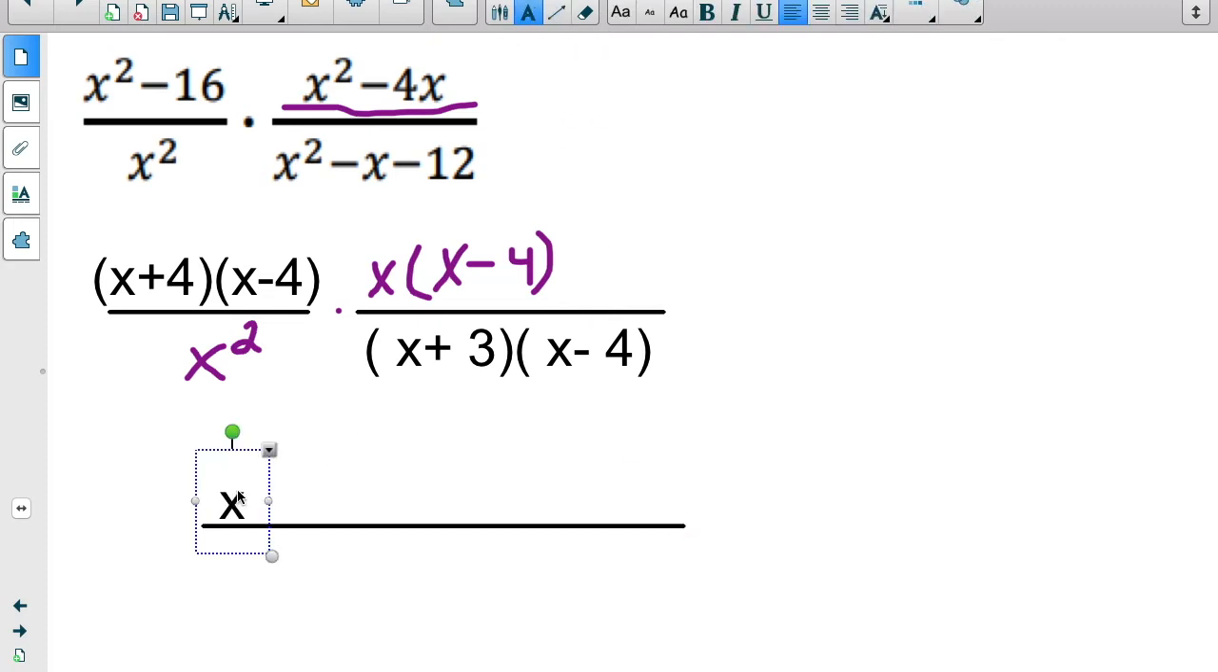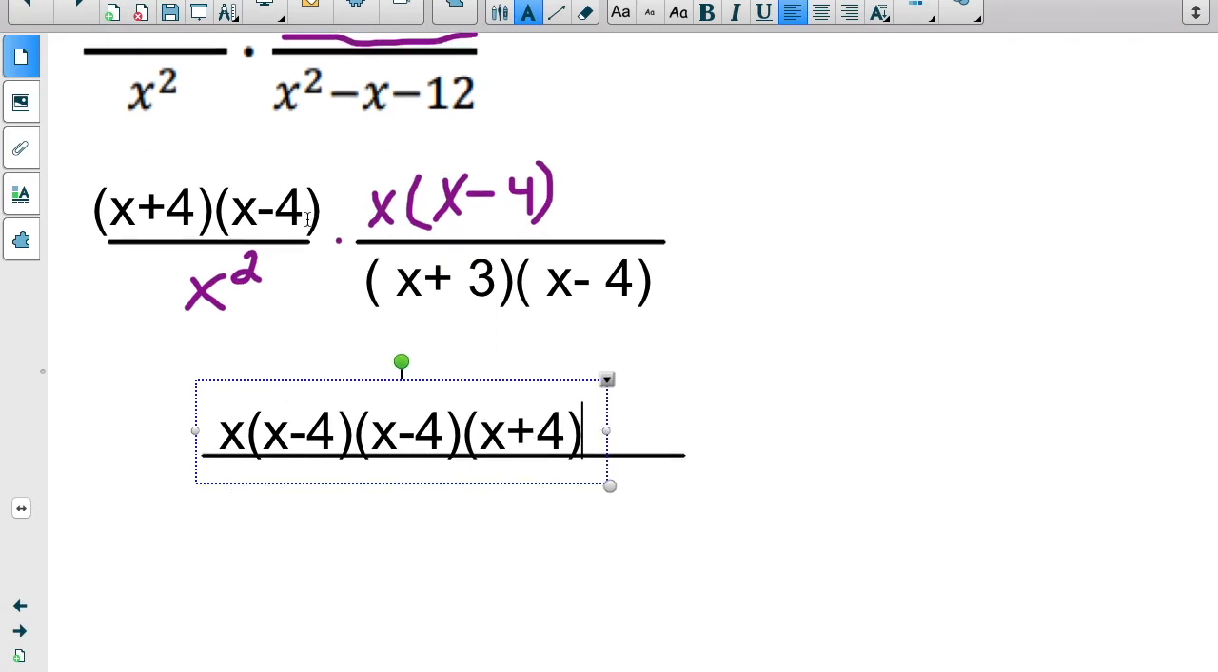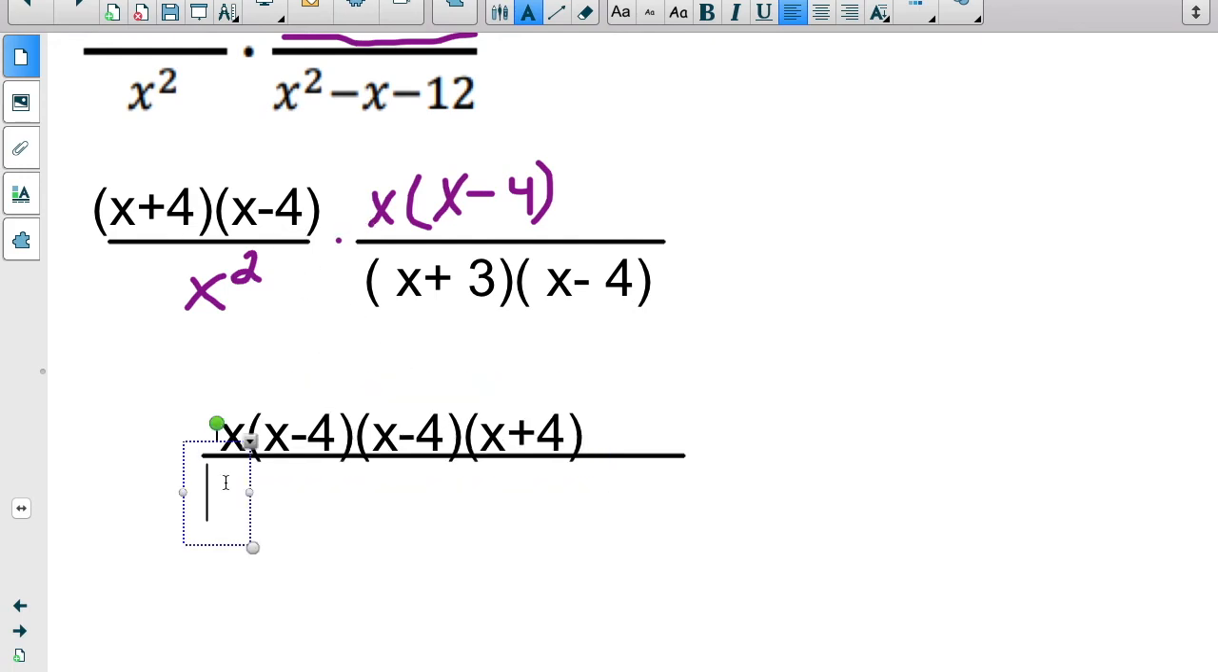So the numerator would be x times x minus 4 times x minus 4 times x plus 4. And how we arrange these really doesn't matter. We have two x minus 4s on top, and x plus 4, and then x. Now on bottom, we have an x squared times x plus 3 times x minus 4.